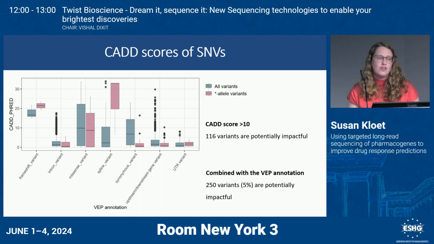And of these, only 16% are currently used in clinical practice. So 84% of these potentially impactful variants are not used in clinical practice. So of course, this requires a lot of follow-up study and investigation, but I think it really shows the power of this approach to identify new variants.